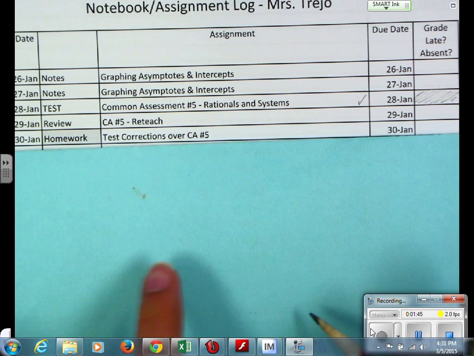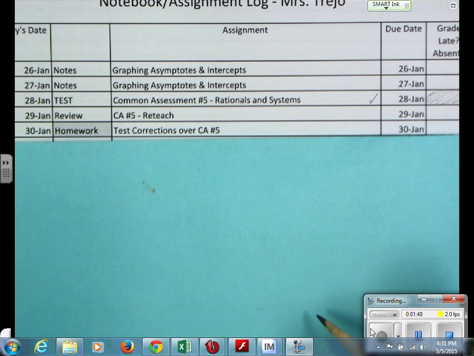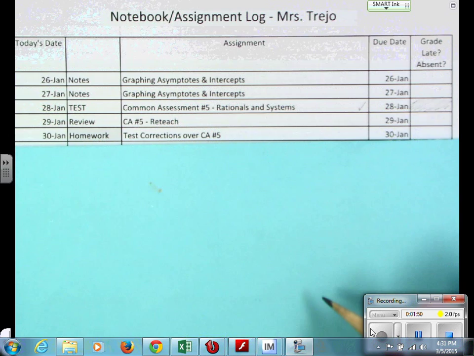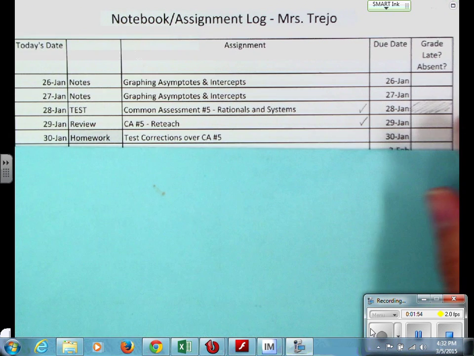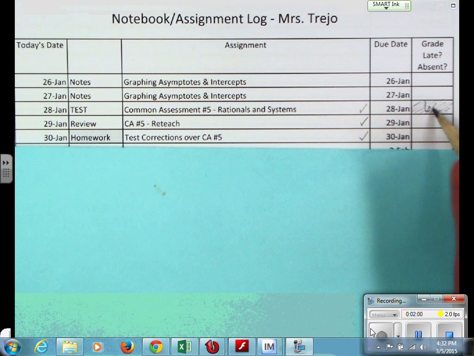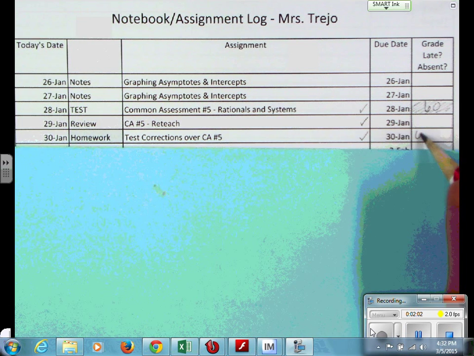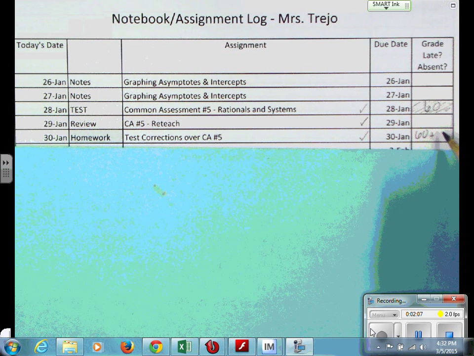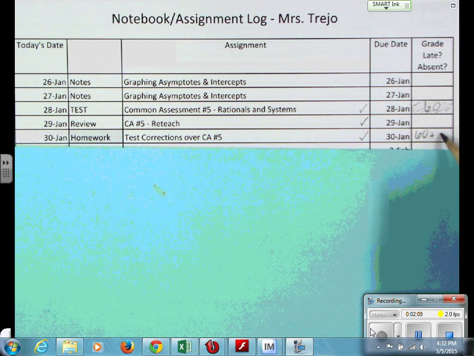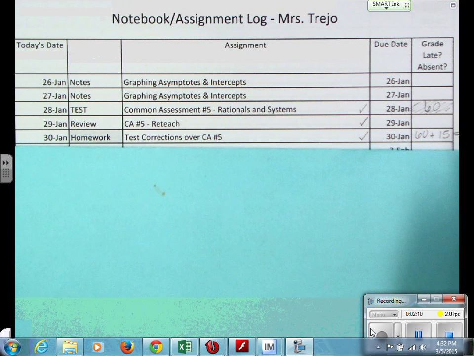Then we did a reteach. The next day we went over the test and I told you whatever else I needed to tell you, so that should be your own notes. And then you have the test corrections over common assessment number 5. Hopefully you did test corrections and you were able to say, let's say you had a 60 here, you were able to add at least a total of 15 points. Then you write down your new grade.